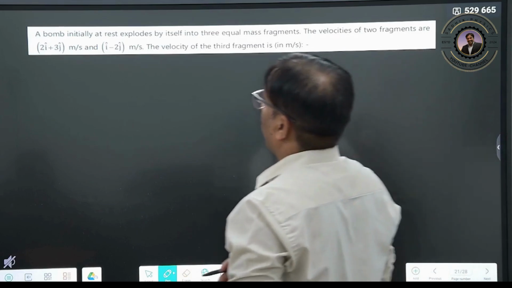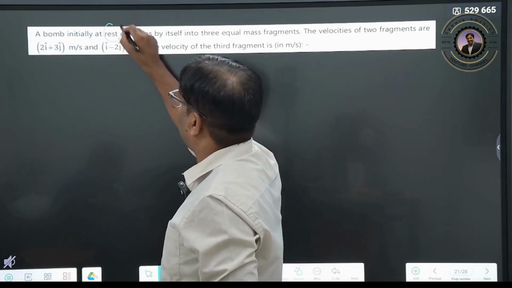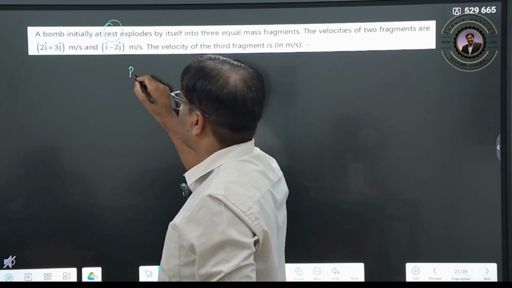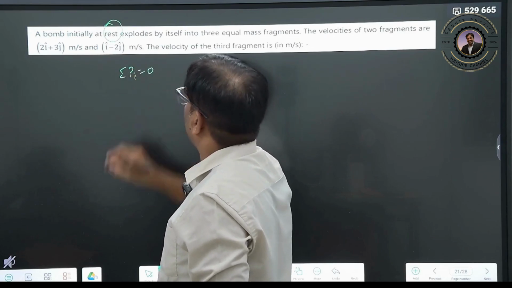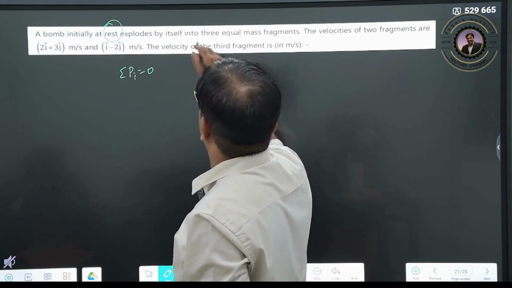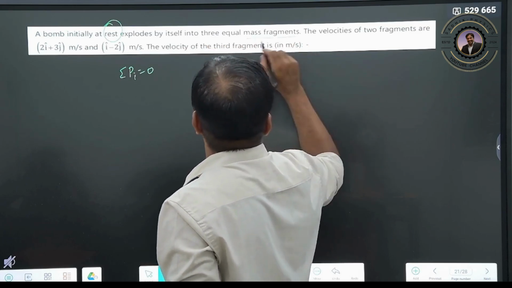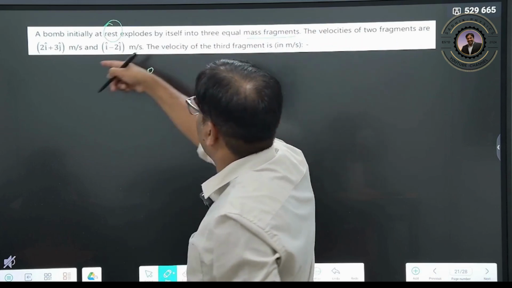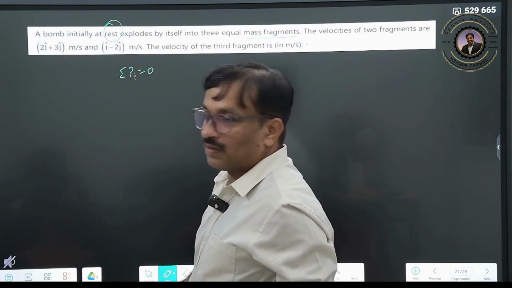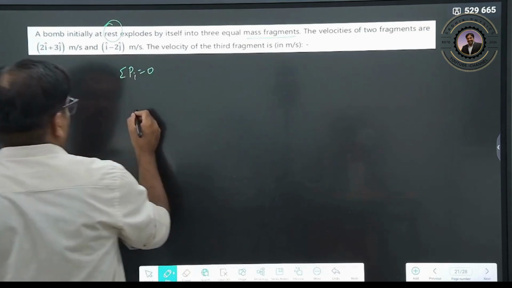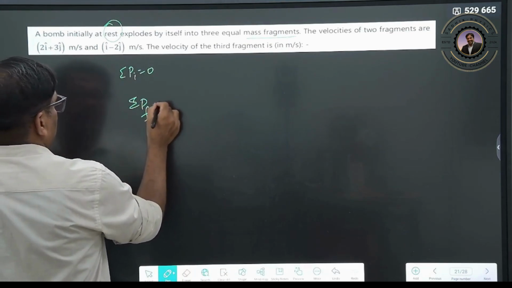A bomb is at rest. Rest means what will happen now? Initial momentum was 0. It explodes into 3 equal masses, and these are the velocities with which two of them are going, and we need the third velocity. Simple thing. Therefore, final momentum should also be equal to 0.